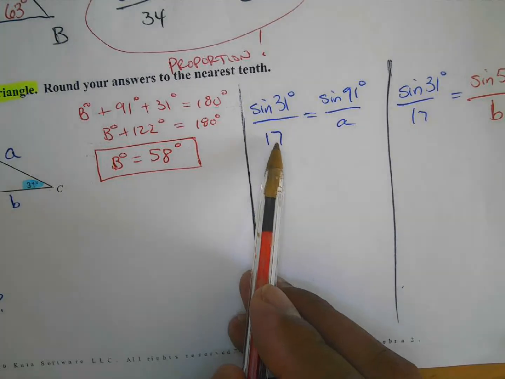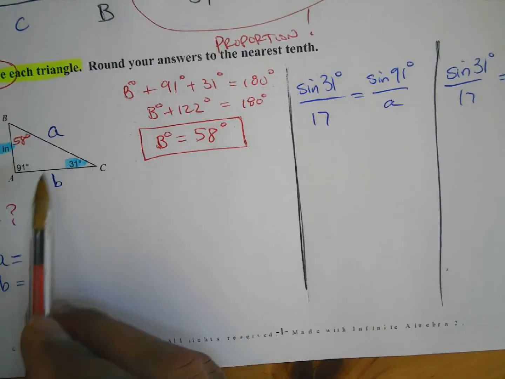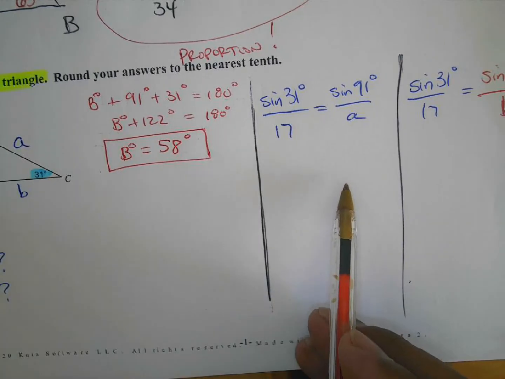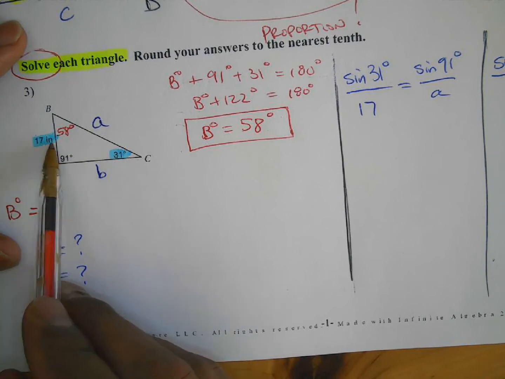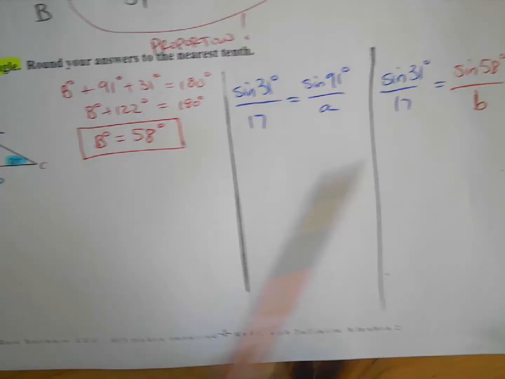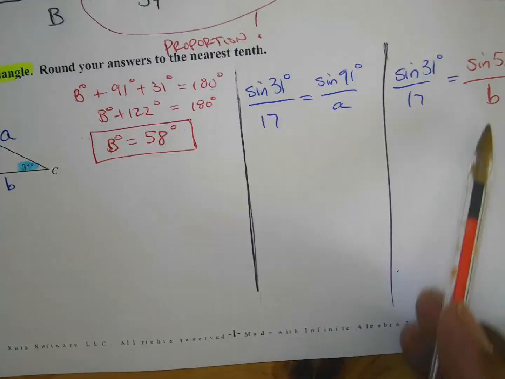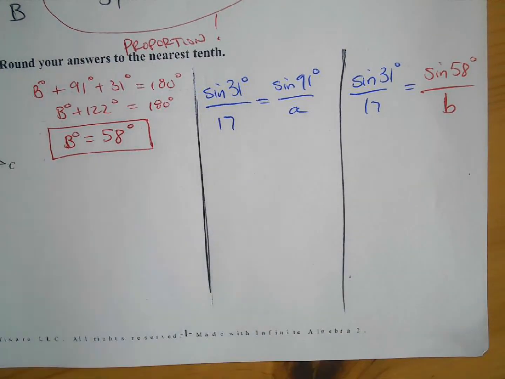So sine of 31 over 17 is sine of 91 over A. Sine of 91 over A for this one, to solve for A. And then we're going to set up that same ratio. We got to know one of them first. Sine of 31 over 17, and now with what? Sine of 58 over B. Okay. And then we just solve it there. What do we do to solve right there?